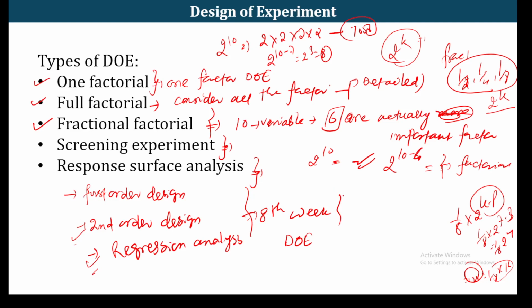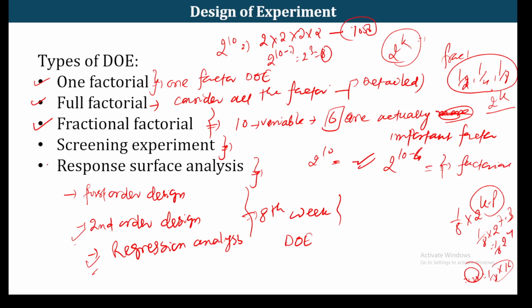Whenever we have a large number of interactions, the influence of those higher-order interactions will always be less. So those interactions are not going to influence the response too much. For that case, we'll do the fractional design. We have screening also.